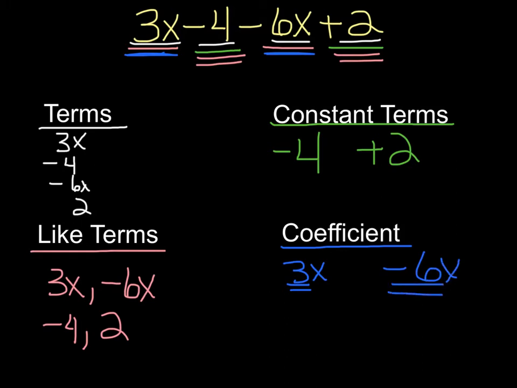So the coefficient is a number that precedes a variable, that is multiplied by a variable. It does not include the variable. It is only the number that precedes it. That might be great to know for a quiz.